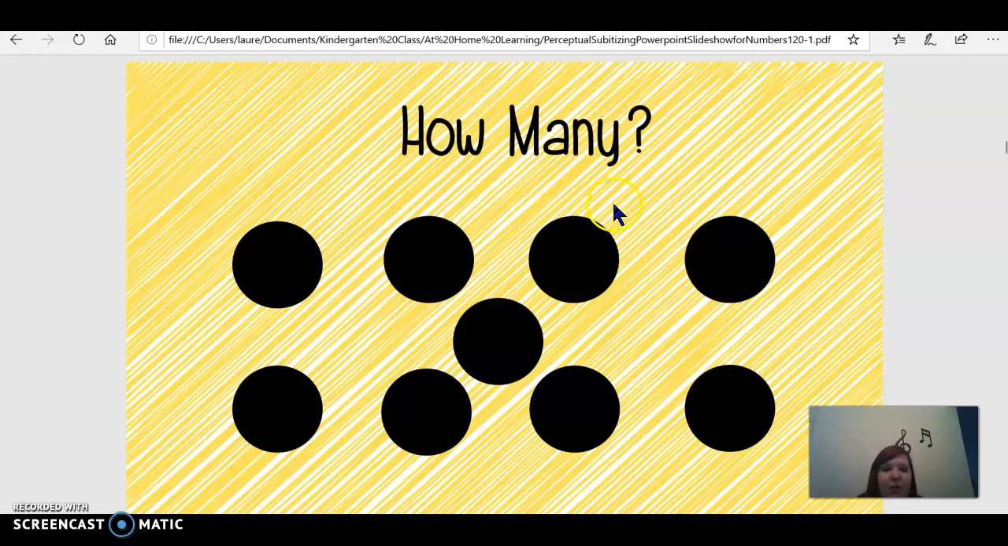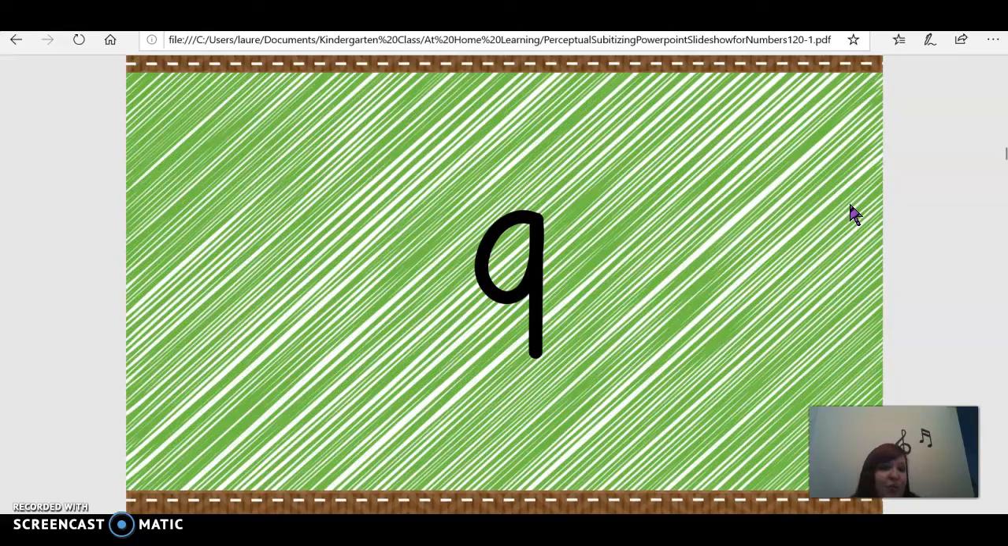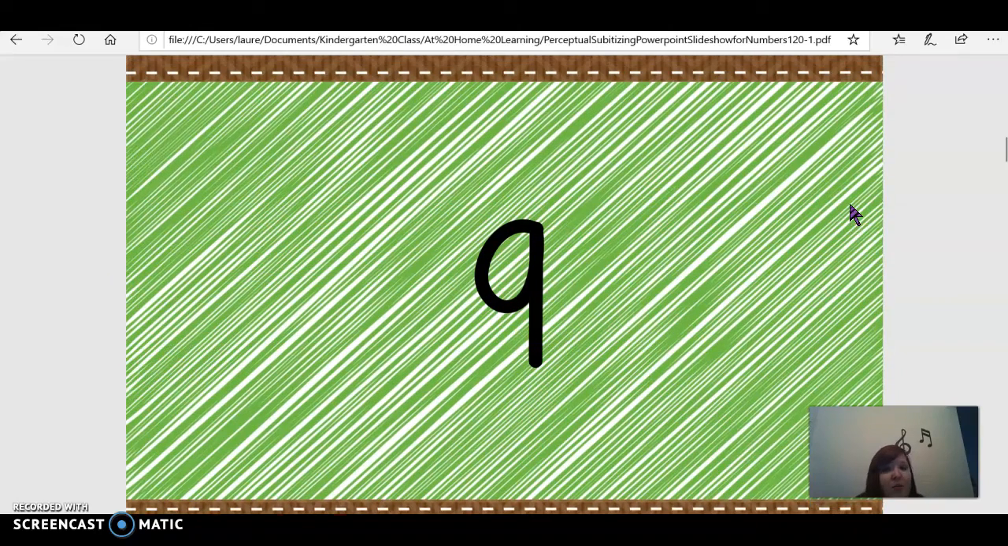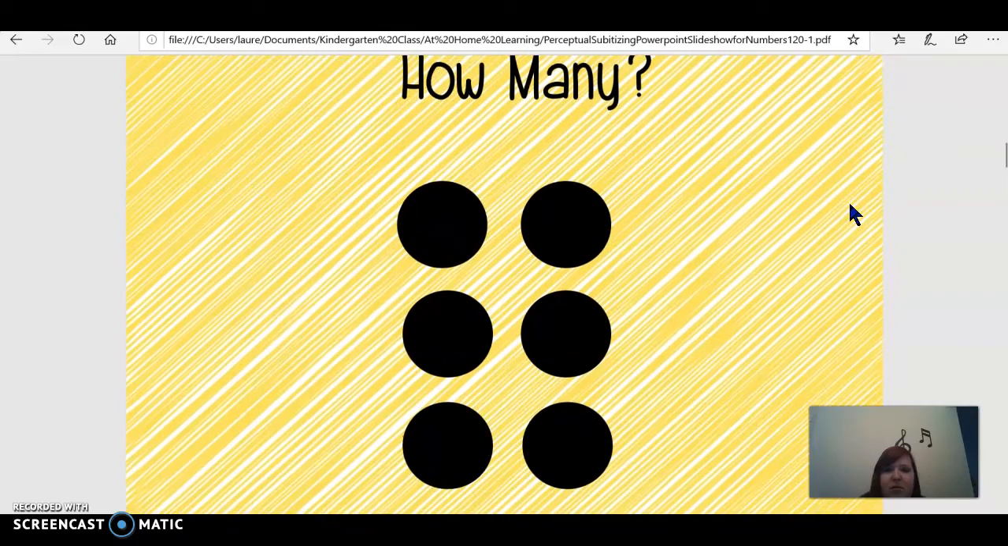So when I look at this one, I know this is 5 because that's what it looks like on a die when you roll a die. So I know 5, and then I can go 6, 7, 8, 9. See how fast I can do that? 5, 6, 7, 8, 9. Am I right? Yes. Is that what you did, or do you do something different? All our brains work differently, but we want to make sure we keep them strong.